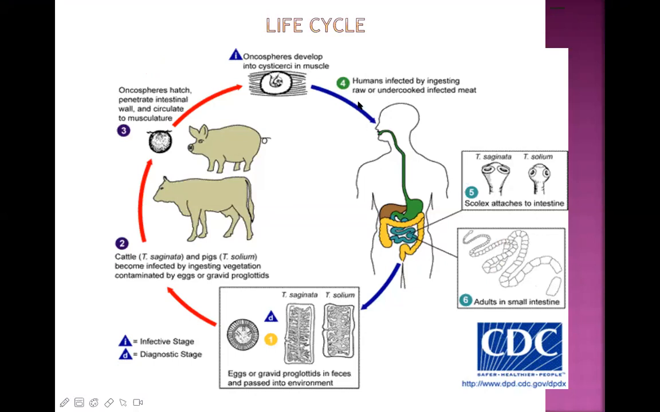Now, one small point before I go further. Look at this eye. They will love to ask this type of question in an MCQ exam or in a viva exam. D is the diagnostic form or stage, and I is the infective stage of tapeworm. So the infective stages are oncospores, which develop into cysticerci in the muscle. So if we eat the meat of these animals undercooked or raw, and they have oncospores inside the muscle, then we get the disease.